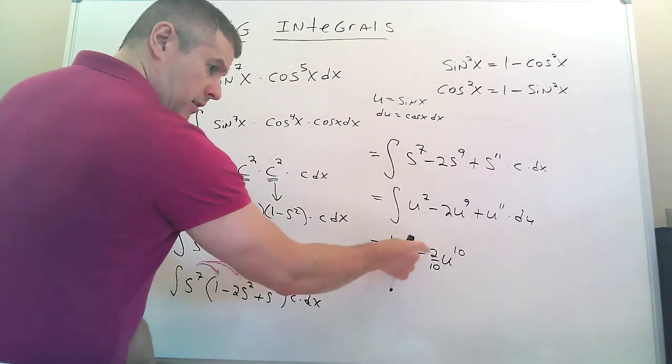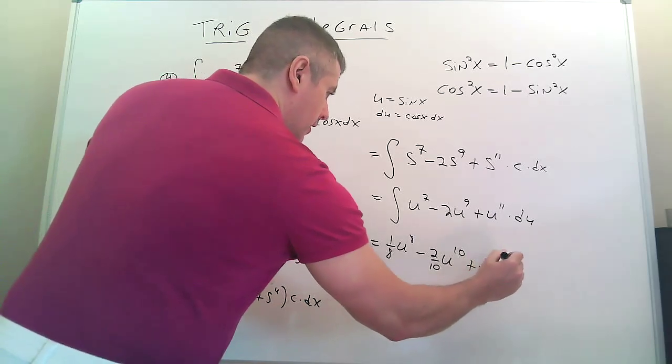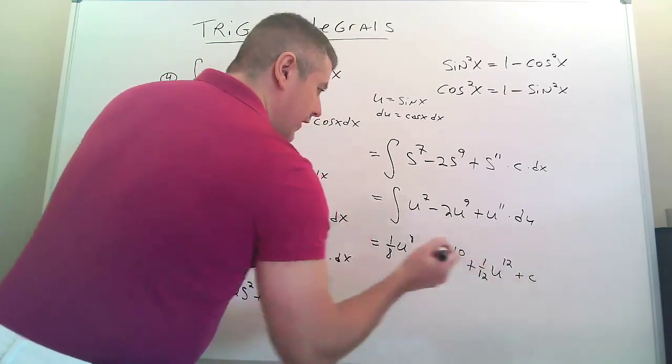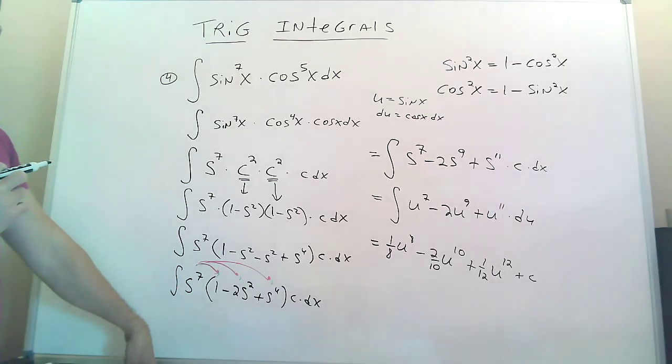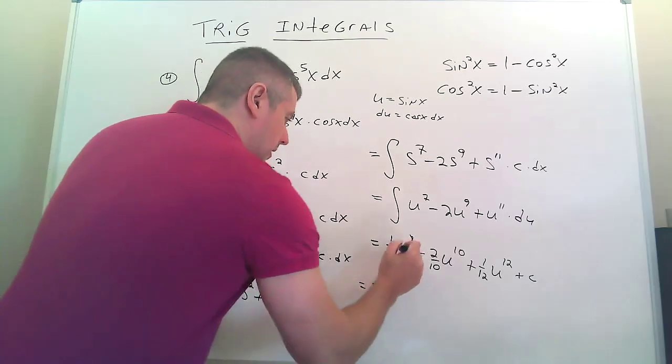And there's already a 2 there, so you got to reduce that. And then over there, you're going to go 1 over 12, u to the 12, plus c, never forget the plus c. So remember, the u was sine. So now just put it back. The problem is over. I'm going to simplify there.